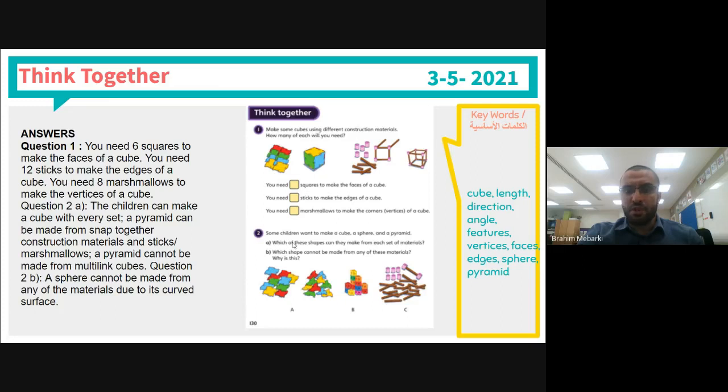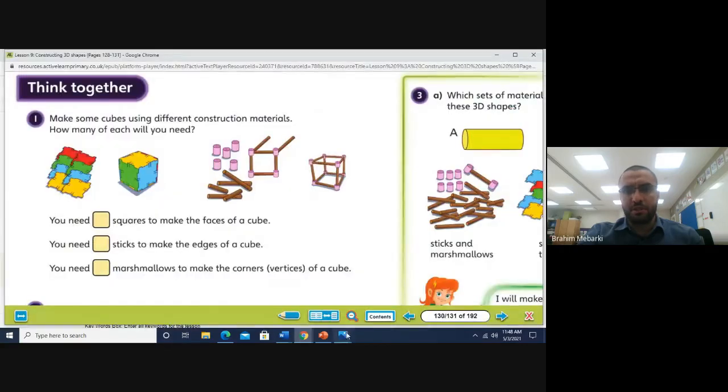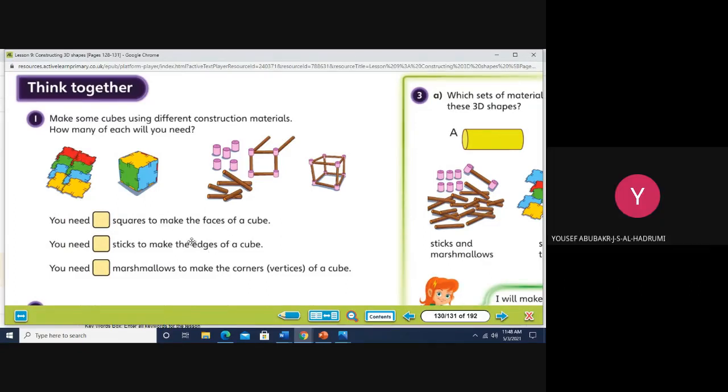Let's start with the first question. Who can answer the first question? How many squares do you need to make the faces of a cube? How many squares? 6.